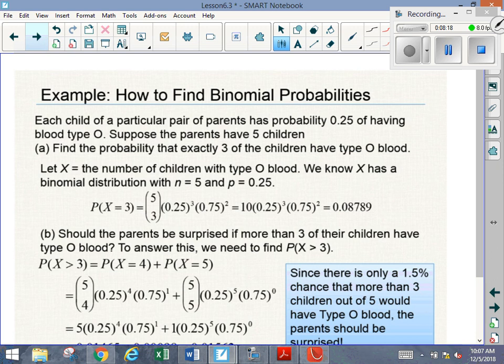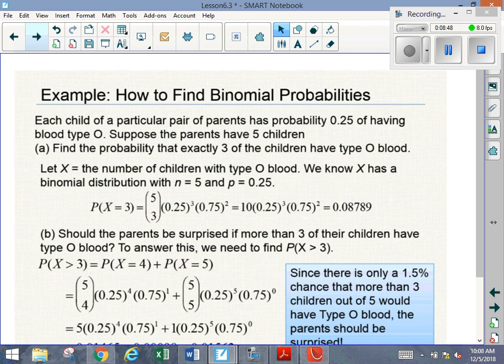So if we were to go through an example, this is what it's going to look like. I'm going to do an example of a problem. We've got a particular pair of parents that have a probability of 0.25 of having blood type O. Suppose the parents have 5 children. Find the probability that exactly 3 of the children have type O blood. First of all, you really should check that the binomial setting is appropriate.